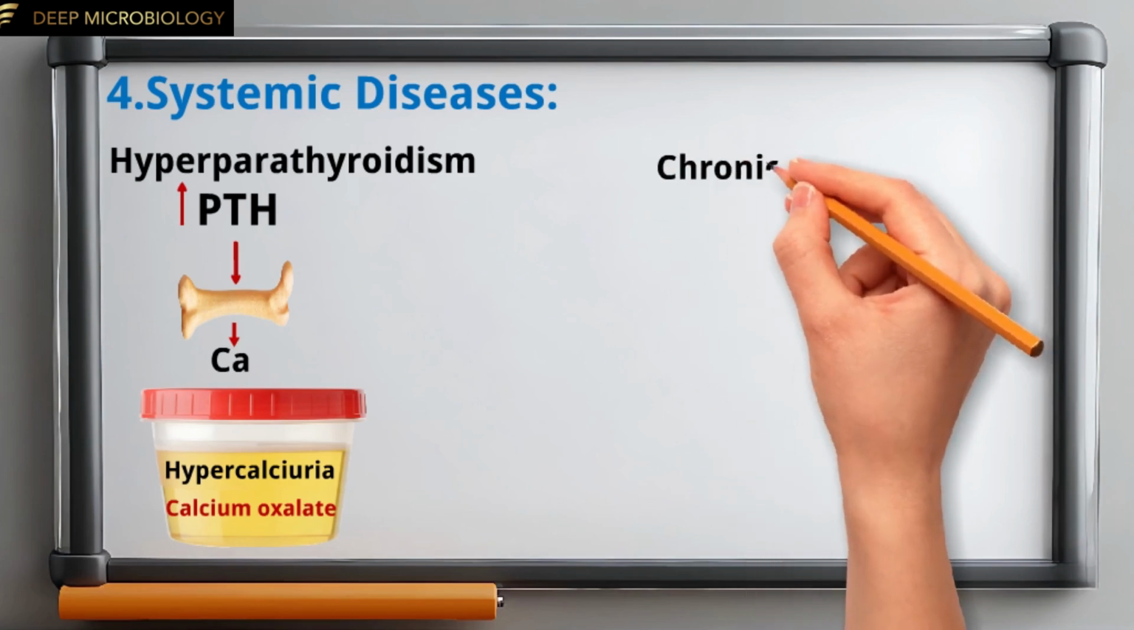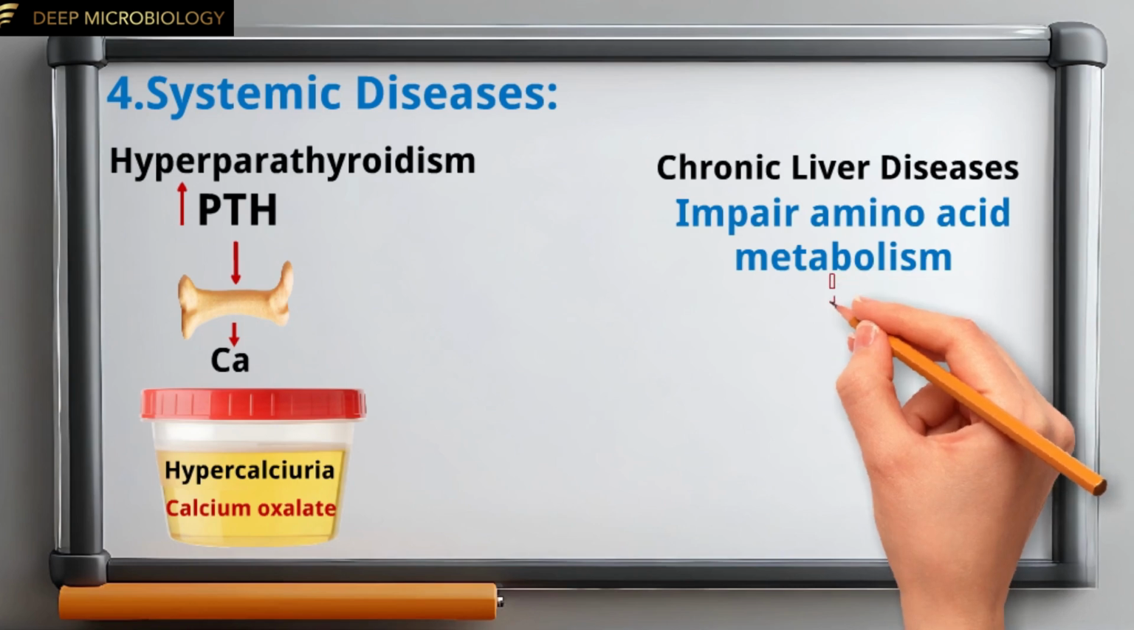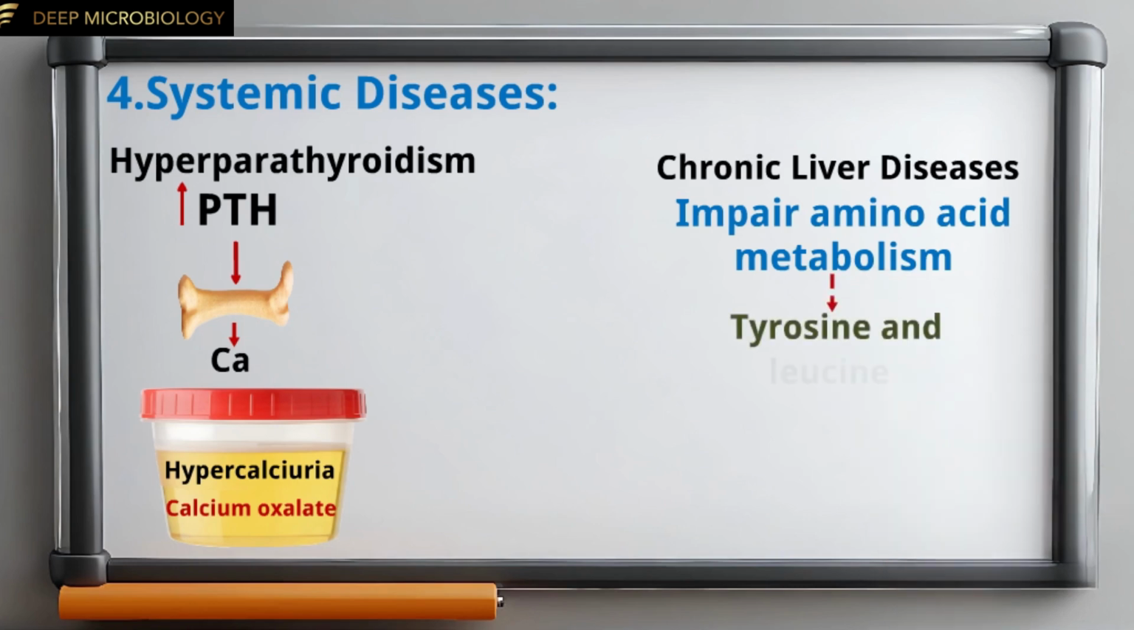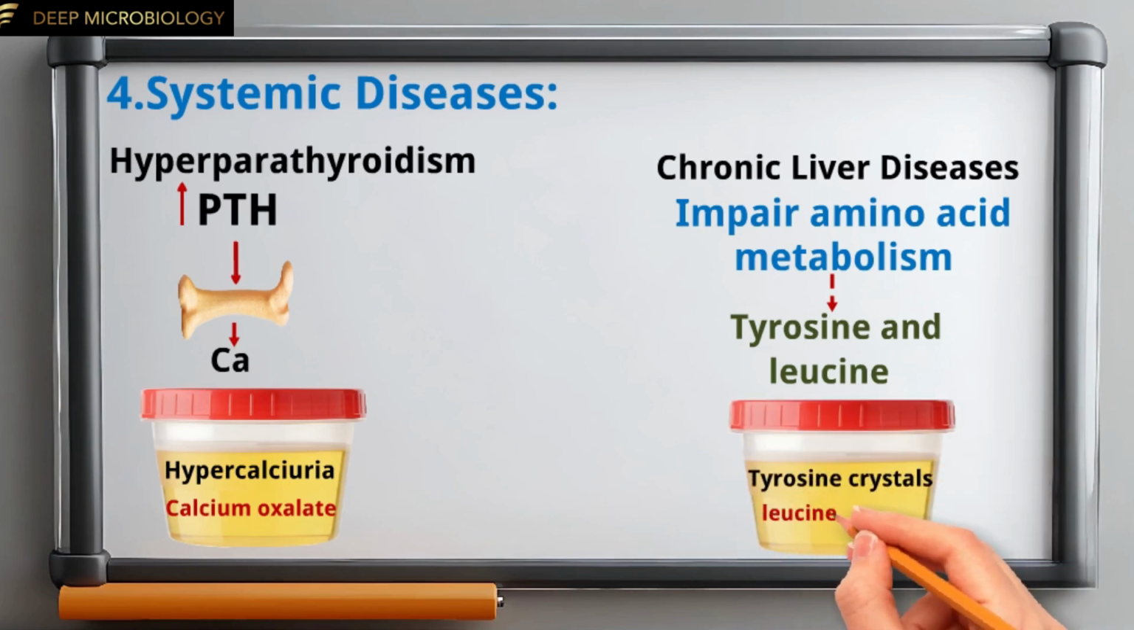Chronic liver diseases impair amino acid metabolism, leading to the accumulation of abnormal metabolites, such as tyrosine and leucine, in the blood. These metabolites are excreted in urine, where they crystallize into tyrosine crystals or leucine crystals.